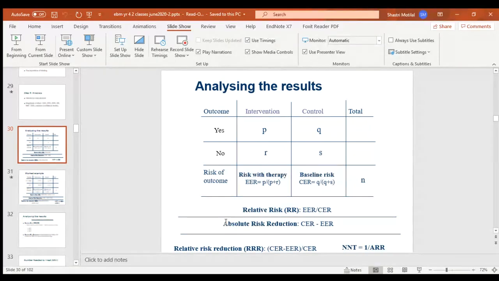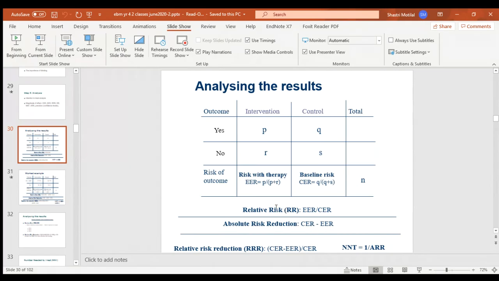What's the absolute risk reduction? The absolute risk reduction is the control event rate minus the experimental event rate. So just now here we got 70%, here we got 10%. The absolute risk reduction would be 70% minus 10%, which is 60%. So note the difference between the two. One is relative, one divided by the other, and one is absolute, one minus the other. So there are different ways of looking at the same data. We'll see how we interpret them in a bit, but just understand how they are calculated.